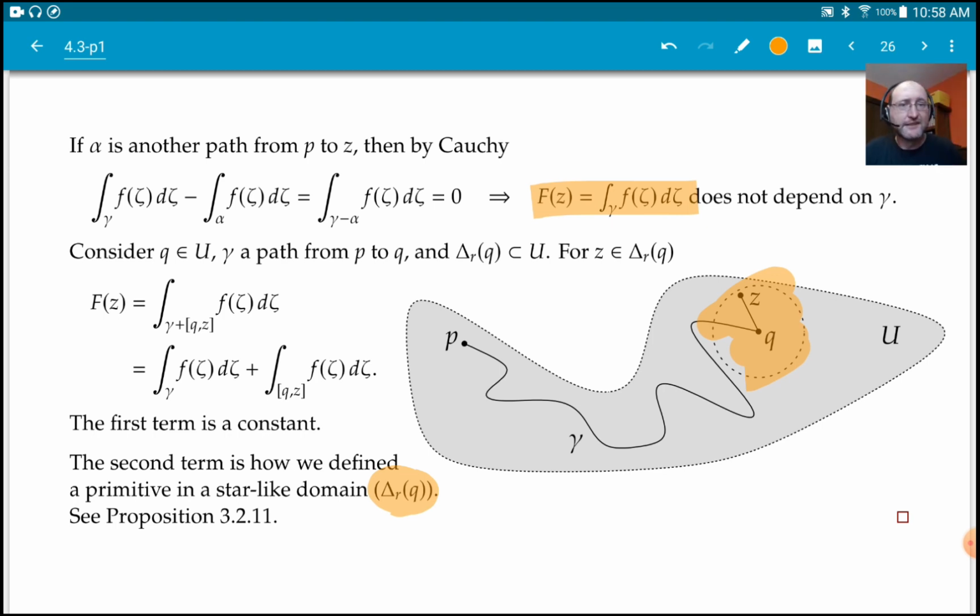That's it, right? Once you have it well defined, then you only need to show that its derivative is little f locally, right? And we've already done it in this little disk. All right.